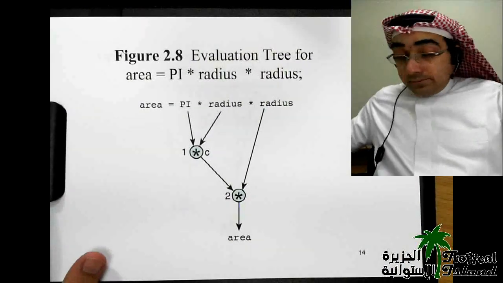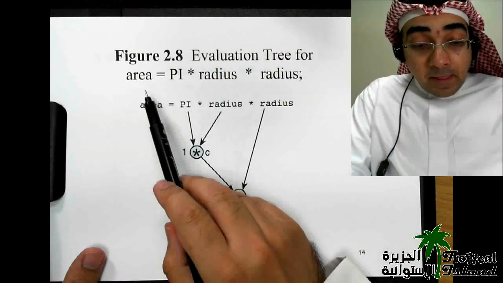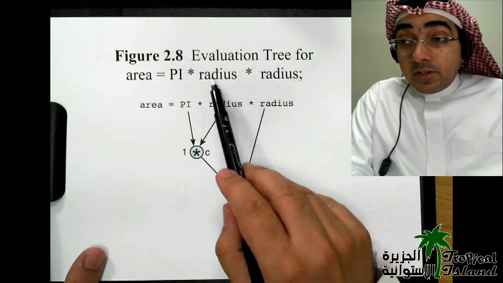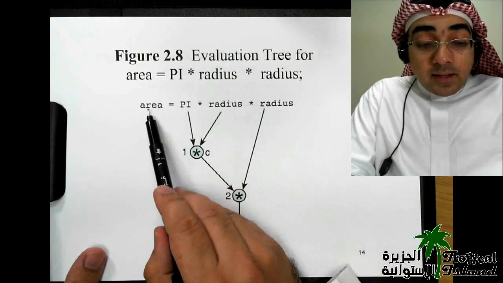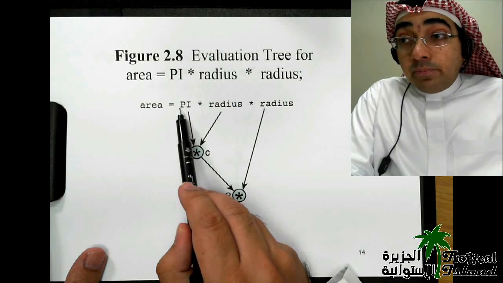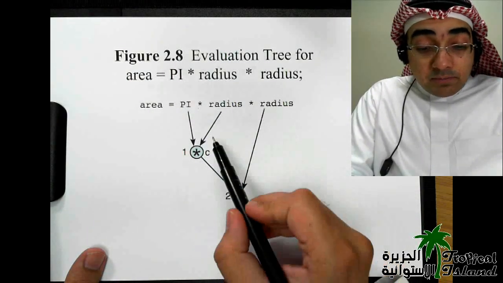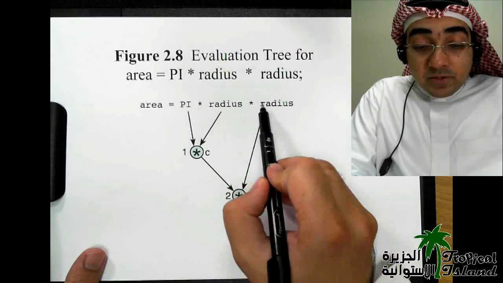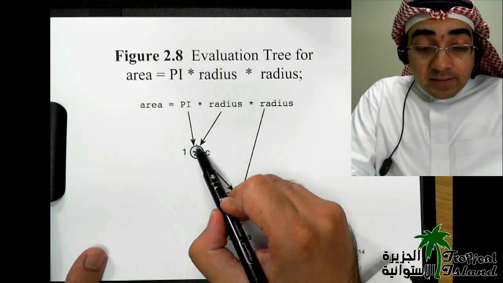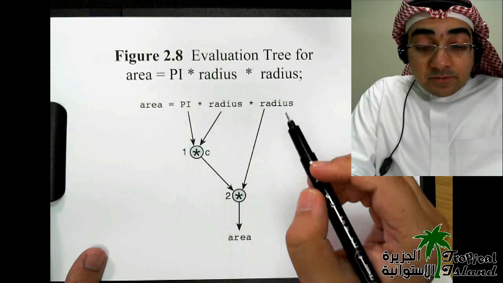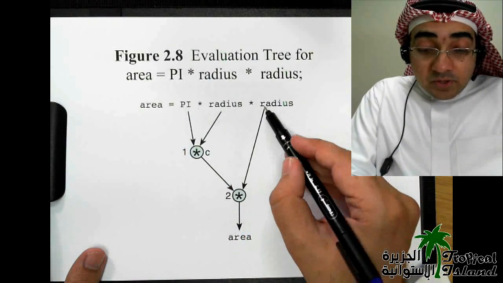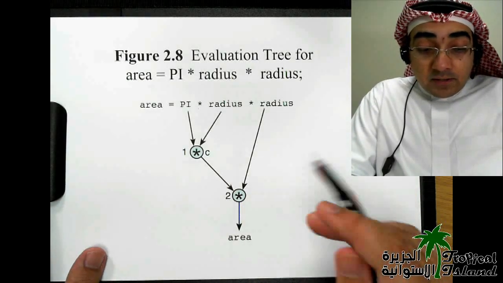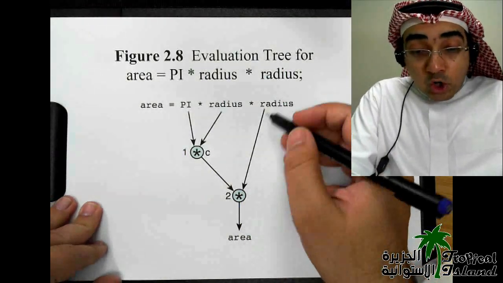Another example that we're going to show is if you want to calculate the area, which is pi multiplied by radius multiplied by radius, or r square, and you write the expression area is equal to pi multiplied by radius multiplied by radius. Since all of them are the same level of precedence, both being multiplication, you're going to multiply the pi by the radius. This is the first operation. Then the second operation is that you multiply the result of this by the radius again, and you get the area. Okay, and this is what we call the evaluation tree.